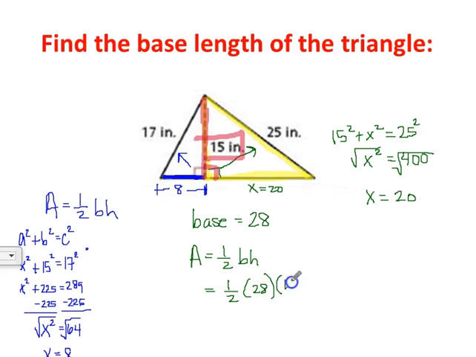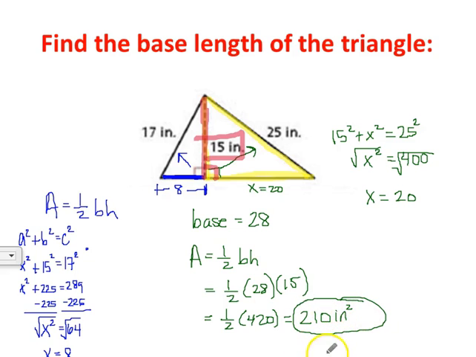So times 15, go ahead and grab your calculator, type in 28 times 15. You get 420, and we're going to take half of 420. And what do we get? You should get 210. Are we done? No, we need units of measurement. We would say inches squared, and then we are done.